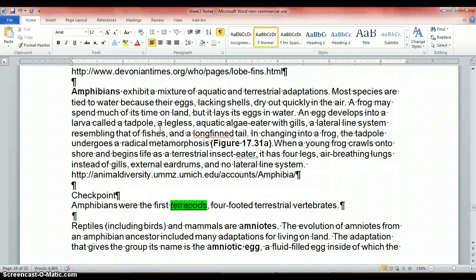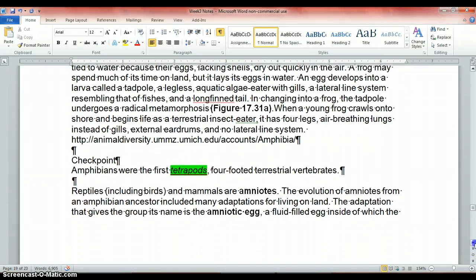Remember, we got that dimorphism between the baby and the adult versions. A tadpole is a legless, aquatic, algae eater with gills, a lateral line system resembling that of fishes, and a long finned tail. In changing into a frog, the tadpole undergoes a radical metamorphosis. And there's a picture in the book. When a young frog crawls onto shore, it begins life as a terrestrial insect eater. It has 4 legs, air-breathing lungs instead of gills, external eardrums, and no lateral line system.